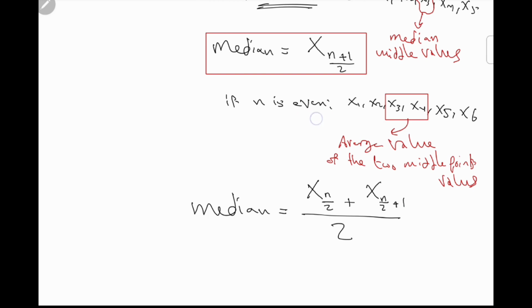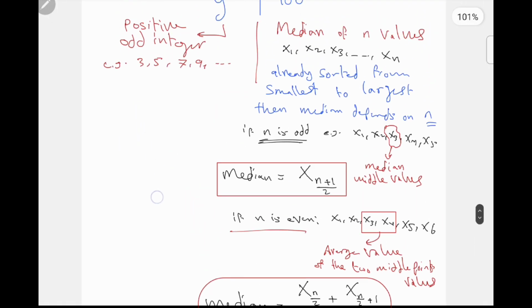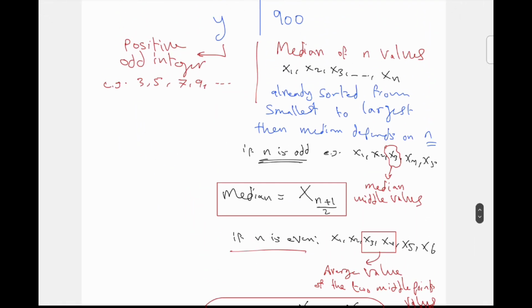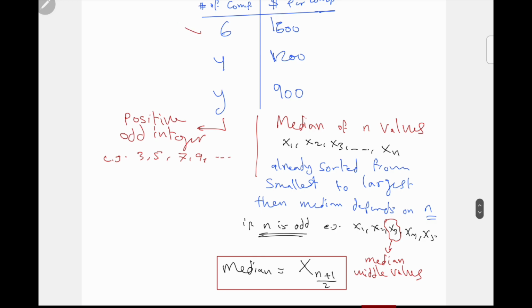So in this case, how do we know the value n? Is it odd or even? Let's look here. We have six values of 1600, 4 values of 1200, and y values of 900. So the total number of computers n is equal to 6 plus 4 plus y, which is equal to 10 plus y.